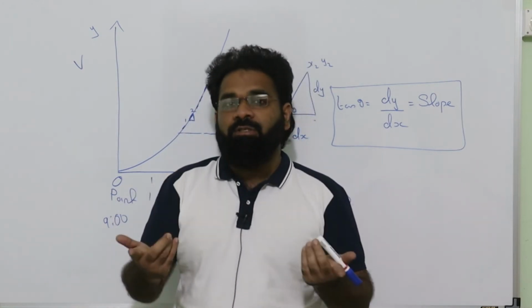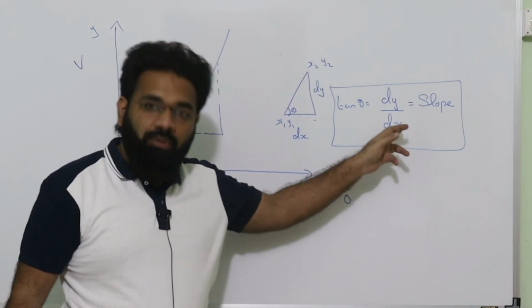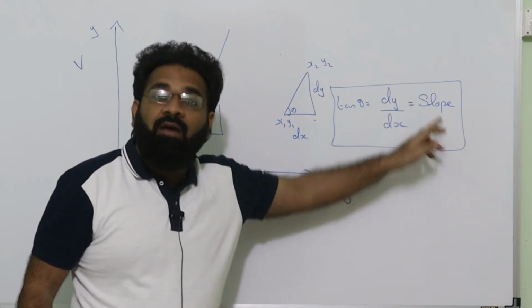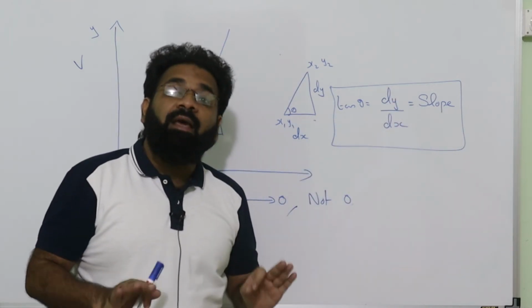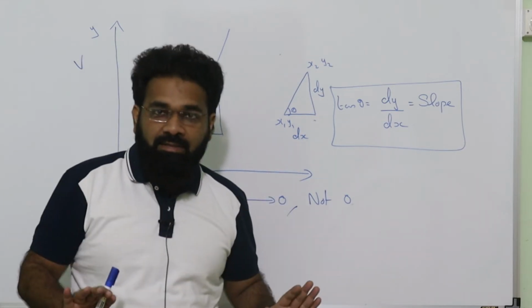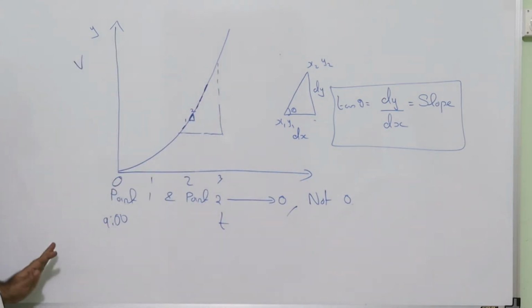So rate of change is what is slope. So when we write dy by dx, actually we are finding slope, or we are finding rate of change of something. Do you understand this? Clear? Hope this is clear.